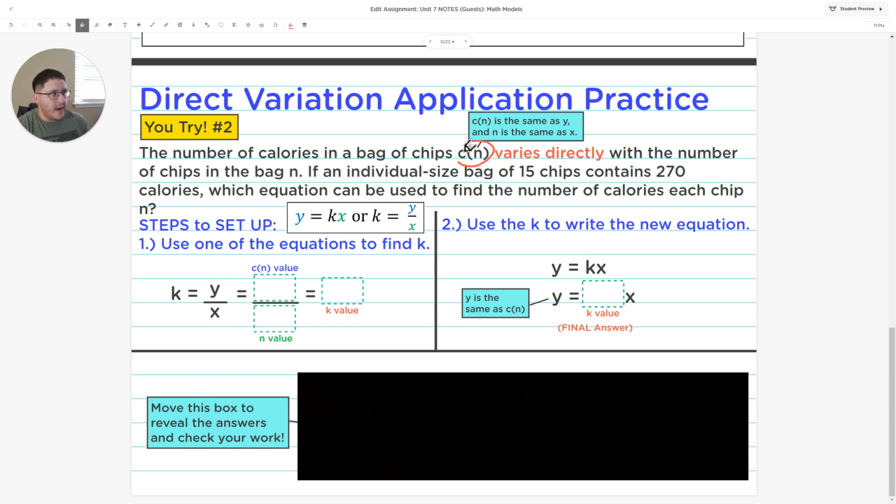So again, C of n is the same thing as saying y, and n is the same thing as saying x. We have an individual sized bag of 15 chips. So the amount of chips, 15 chips, that's associated with n or x. And then 270 calories, that is the y value, or C of n. Okay? I'm just going to write here in blue. This also represents x, and this represents y.